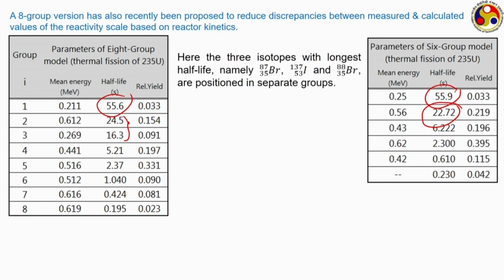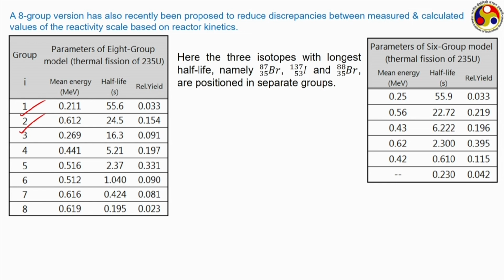There are 3 isotopes which have the longest half life, like bromine 87, iodine 137 and bromine 88, and they are the first 3. Those will be considered in separate groups. Like the first group for the 8 group model just has bromine 87 as the single component. So, all the half life and other values that are given correspond to bromine 87 and are not averaged with some other element. Similarly, the second one uses the data for iodine 137 and the third one uses bromine 88.